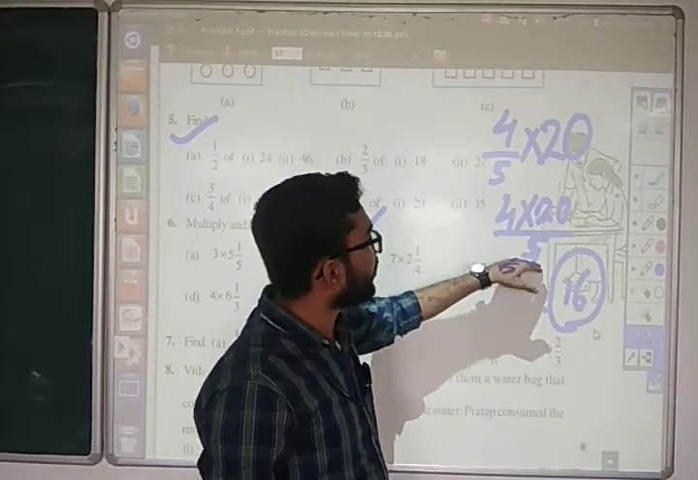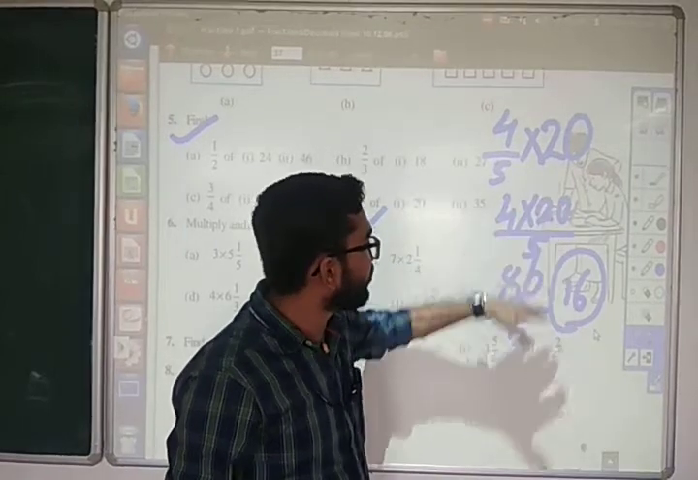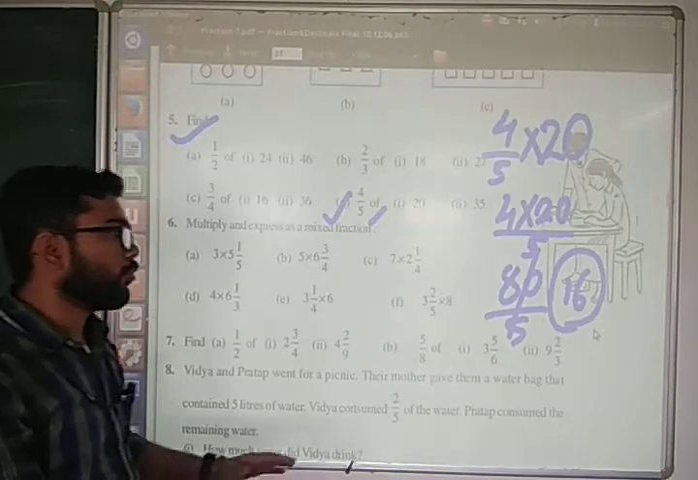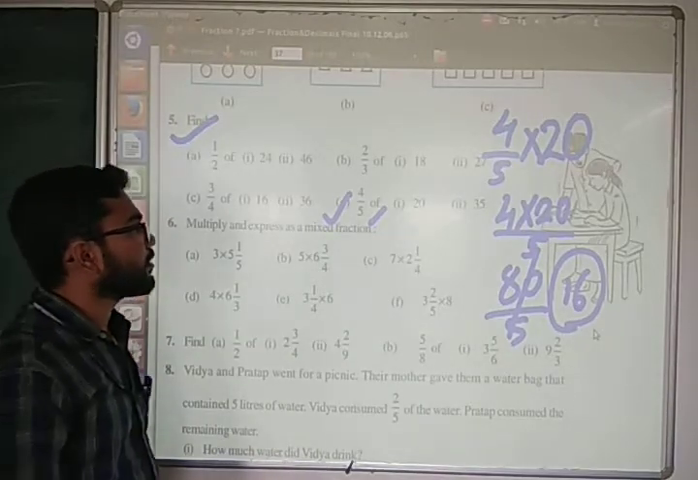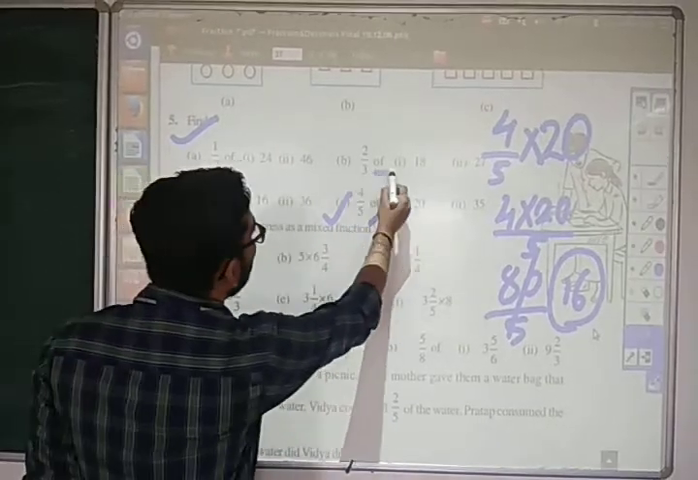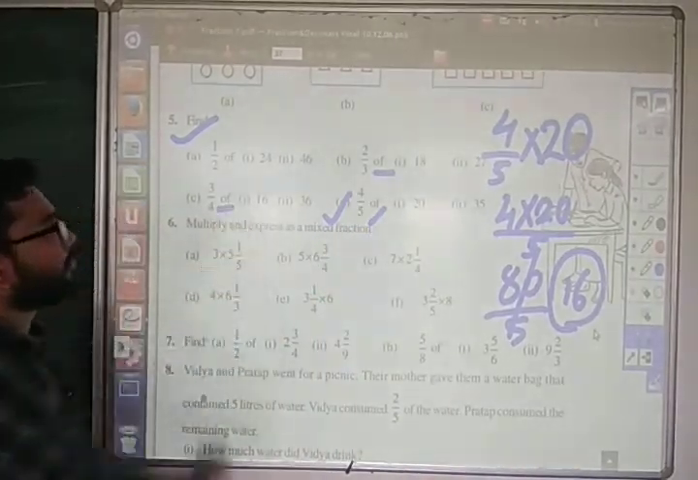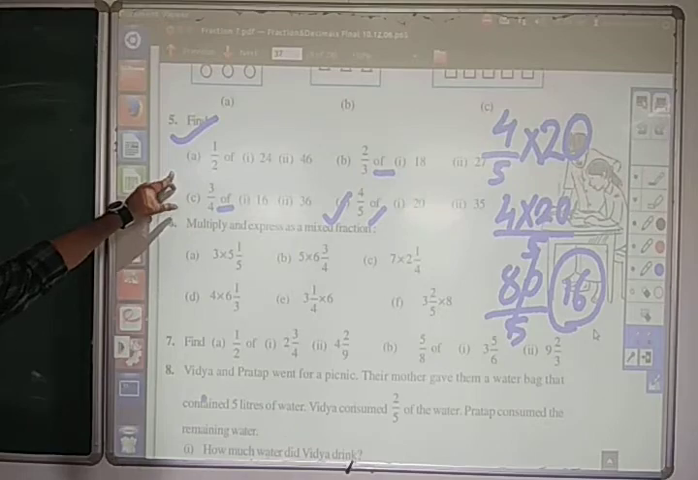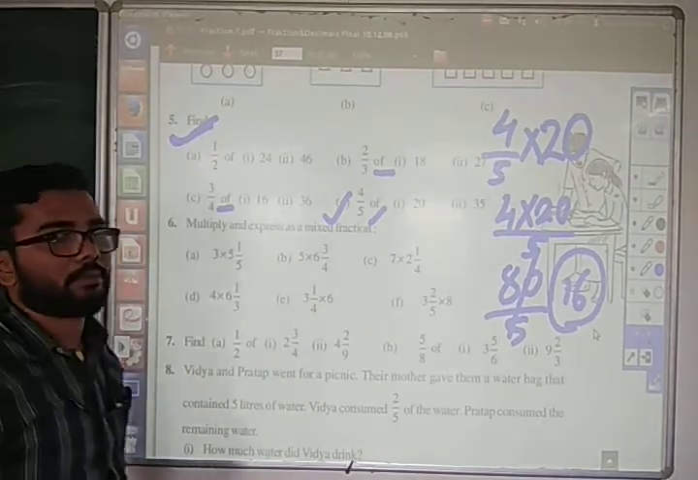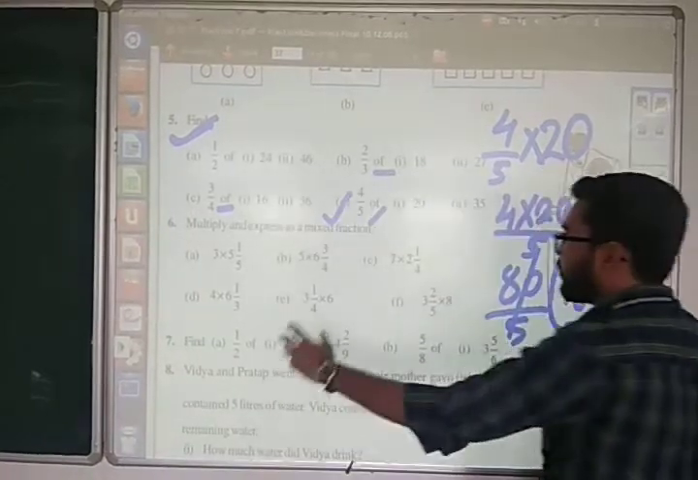You can also cut directly, or you can cut by multiplying the numerator part, then you will divide. Okay. Both processes will be correct. In this way you can find all the values, you just put multiplication in place of "of". So in this way you will solve all questions of 5. Okay. Similarly in question number 6 also.